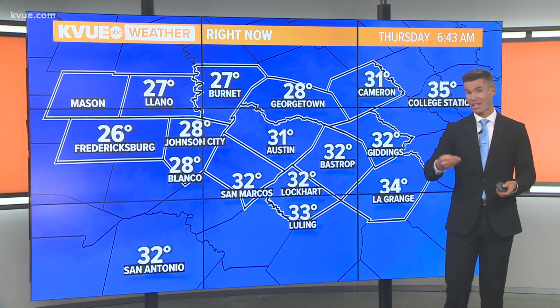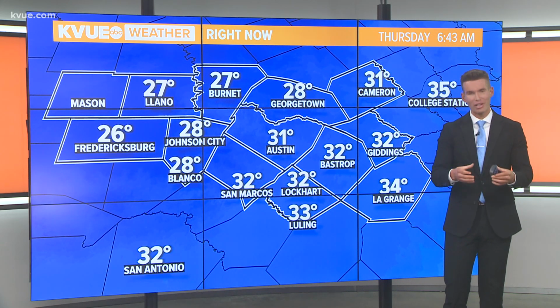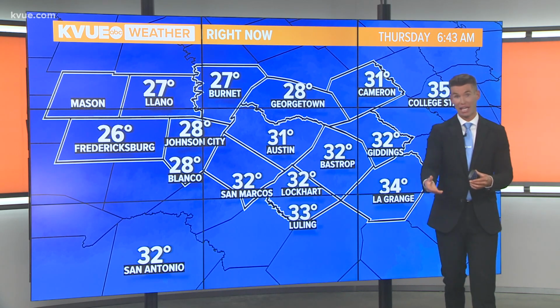Now, it's good that we're seeing the sleet in terms of the power outages, because you don't see that sleet accumulate on power lines, but it does cause some significant issues on the roadways.